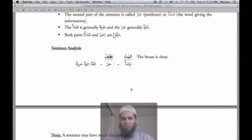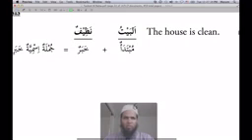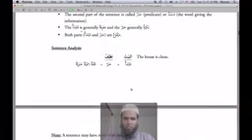Nadhifun. Let's zoom in a bit. Nadhifun is nakira simply because it has two dhammatain. I want to try to do a little bit advanced, but it's fun. Try to have fun. So al baytu nadhifun, the house is clean. If we were to make this part also ma'rifa, what would that be? Al baytu an-nadhifu. This would mean the house, the clean, or the clean house.